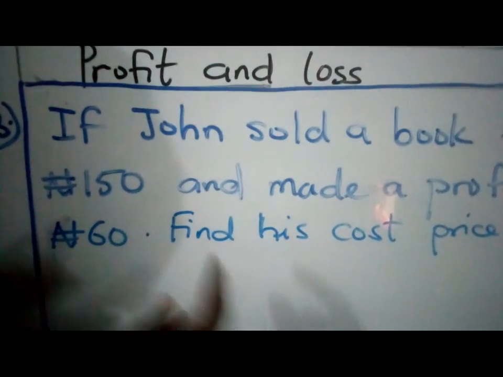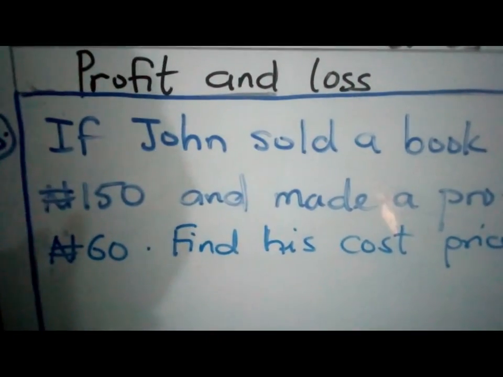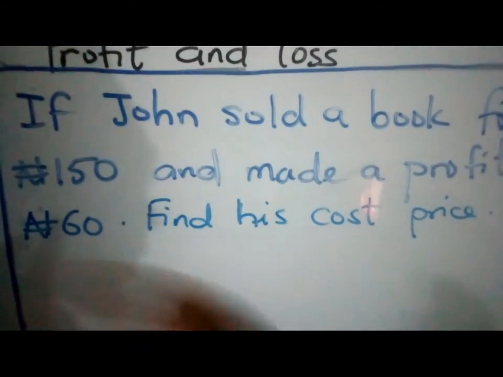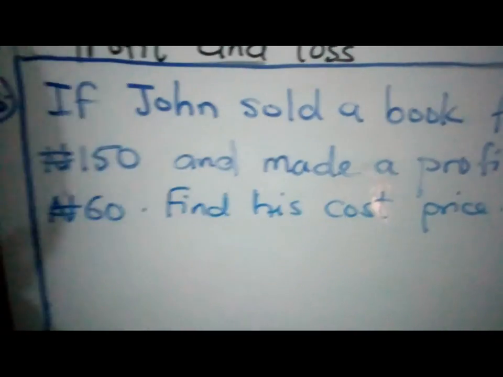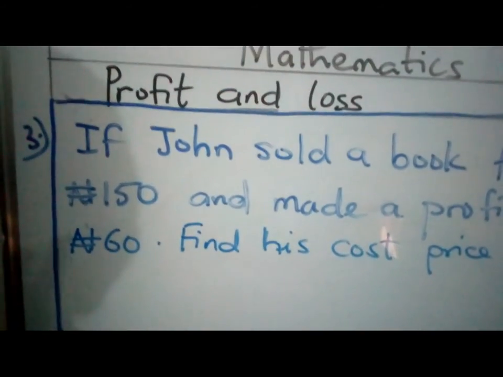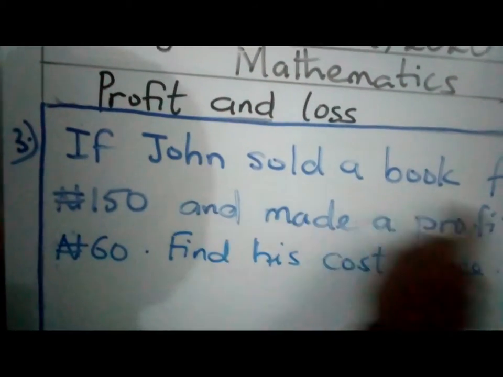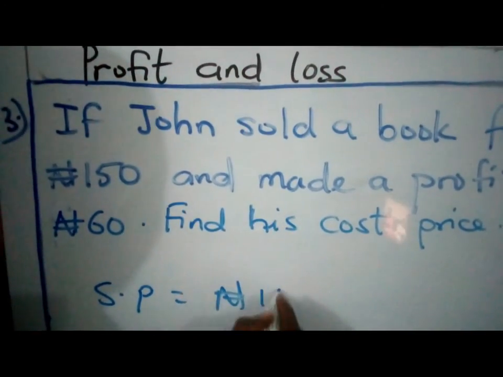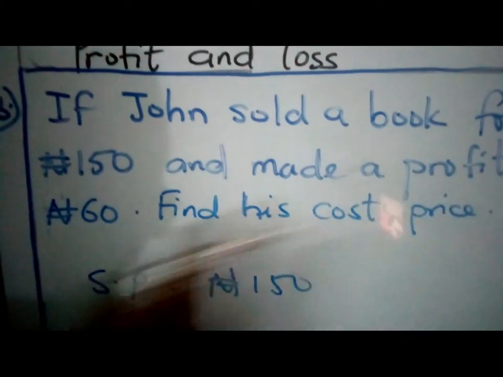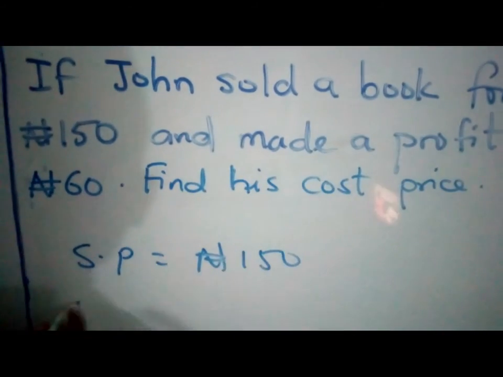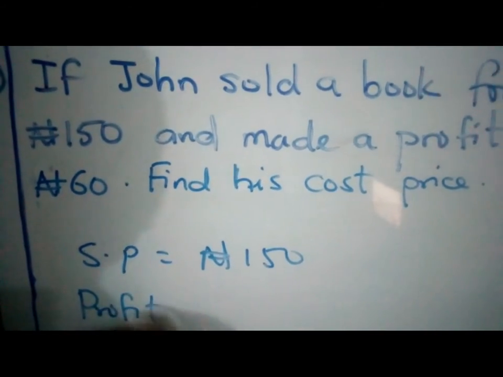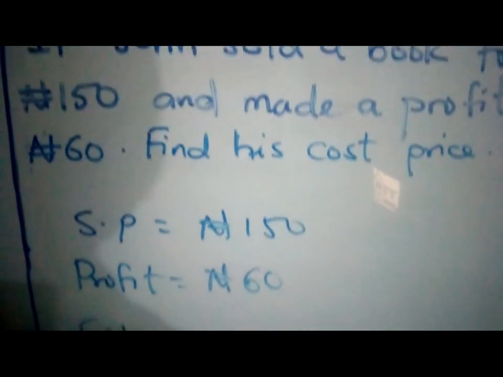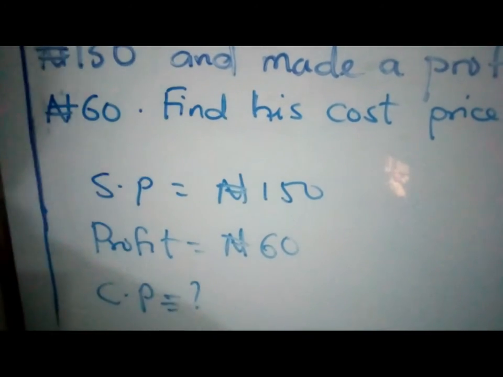So what you do in this case is try to know what you are being asked. If it's a bigger part, then you add. But if it's a smaller part, then you subtract. You understand what I'm saying now? So let's take the example that we have on the board. If John sold a book for 150 naira, that's selling price, which is 150 naira, and made a profit of 60 naira. So this 60 naira is profit. Now you have to find the cost price, that's the CP. We don't know it.